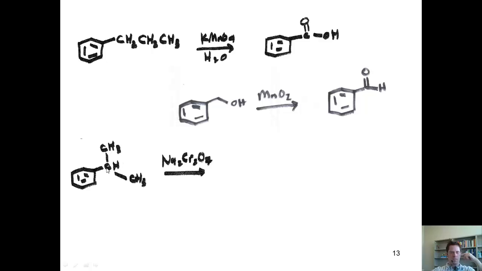Let's look at our next starting material, this isopropylbenzene. If I treat that with sodium dichromate, what product is it going to make? Well, all I have to do is look at this benzylic carbon and ask the question, is it bonded to at least one hydrogen? The answer is yes. So what product will it make? Benzoic acid. This same product would be achieved if I took this same starting material and treated it with KMnO4 water as well.